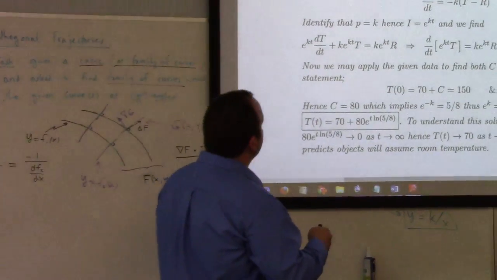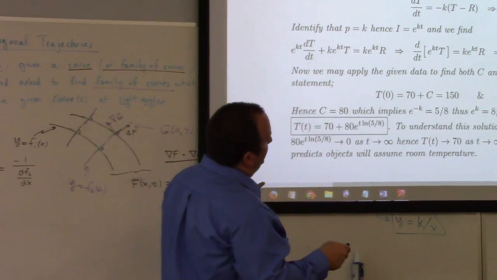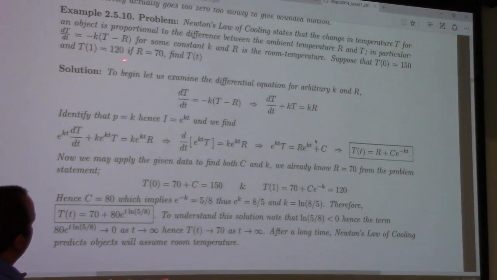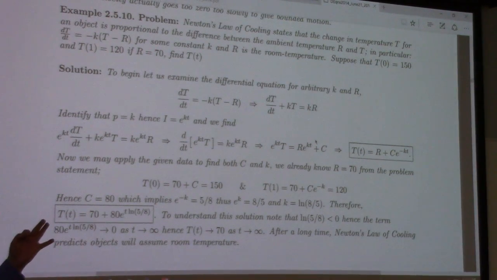Anyway, in this one, I give us that the initial temperature is 150 degrees, and at 1 minute it's cooled to 120 degrees. There are actually three things we need. You need three pieces of data: the room temperature, the ambient temperature, and two temperatures, for example. Or you could just have three temperatures. From three temperatures in Newton's law of cooling, you could figure out the room temperature.